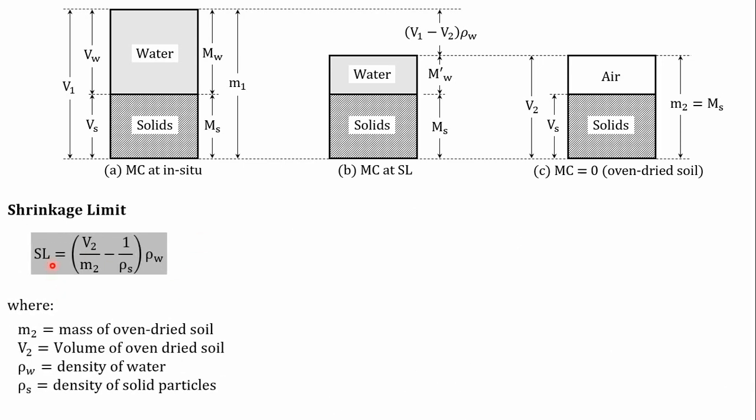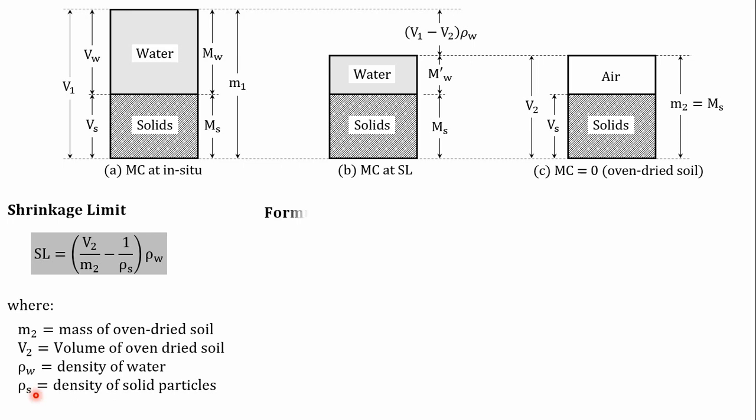Where SL, or shrinkage limit, is equal to V2 divided by M2 minus 1 over density of solids times the density of water. Okay? And where M2, class, represents the mass of oven-dried soil, V2 is equal to the volume of oven-dried soil, and then the density of water is denoted as density of water, and this one is the density of solids. Okay, do you get me, class?